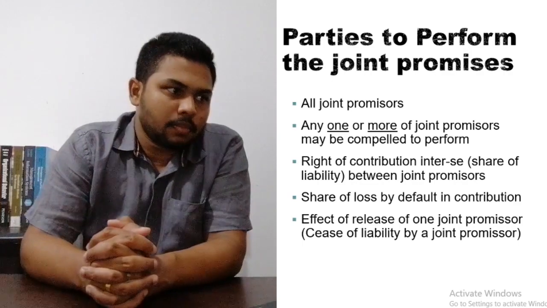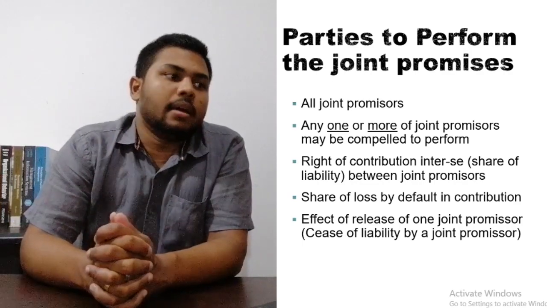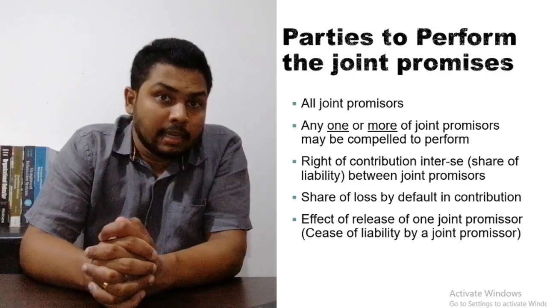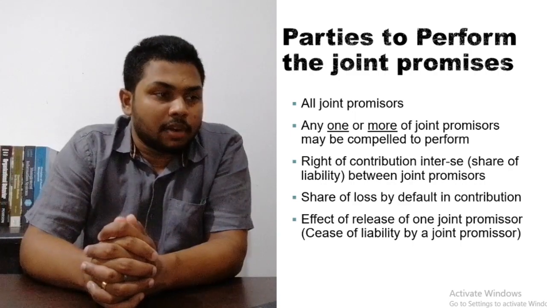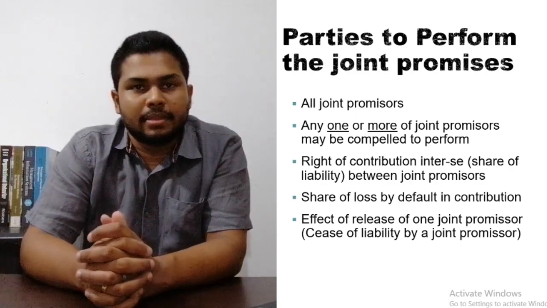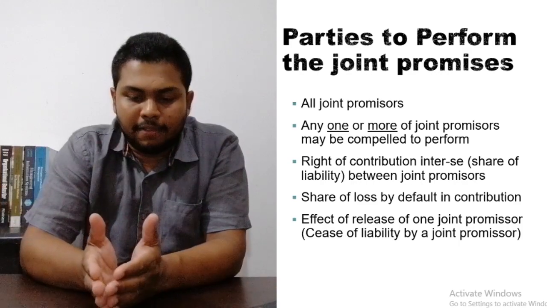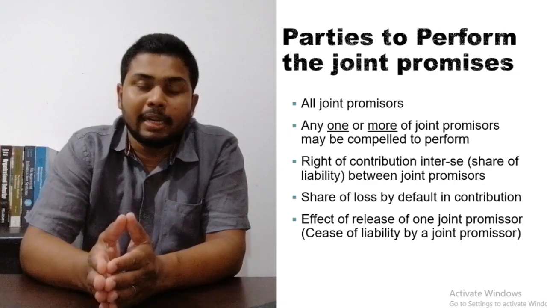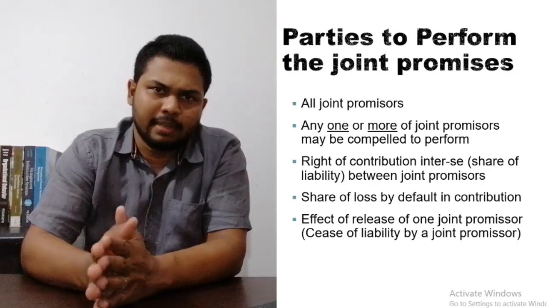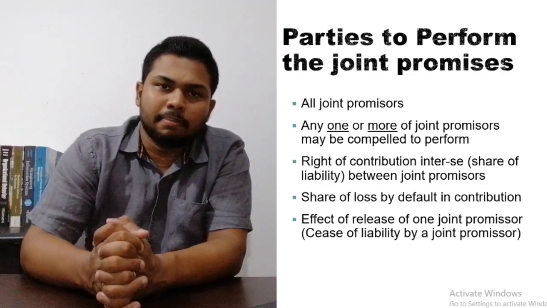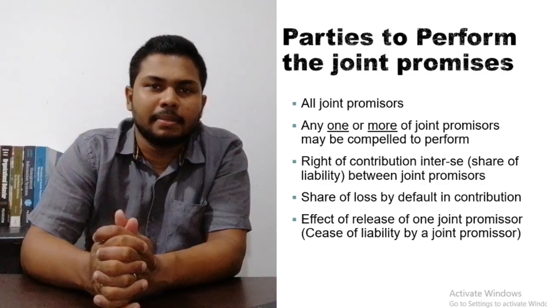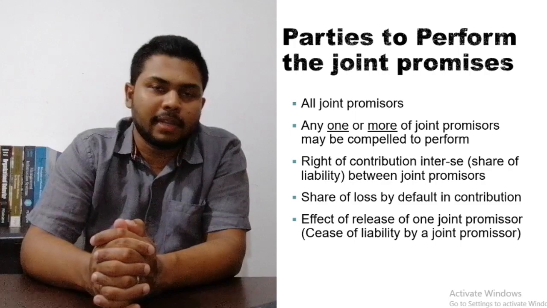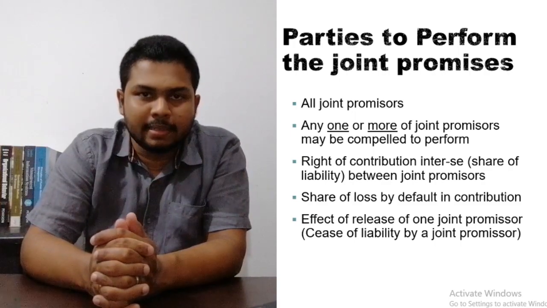Then the third one is the right of contribution inter se. It's a phrase, and it is called share of liability between the joint promisors. Now let's say someone has claimed negligence or misstatement under the law of torts, someone has sued you over the courts, and because of that you may have to pay the penalties.